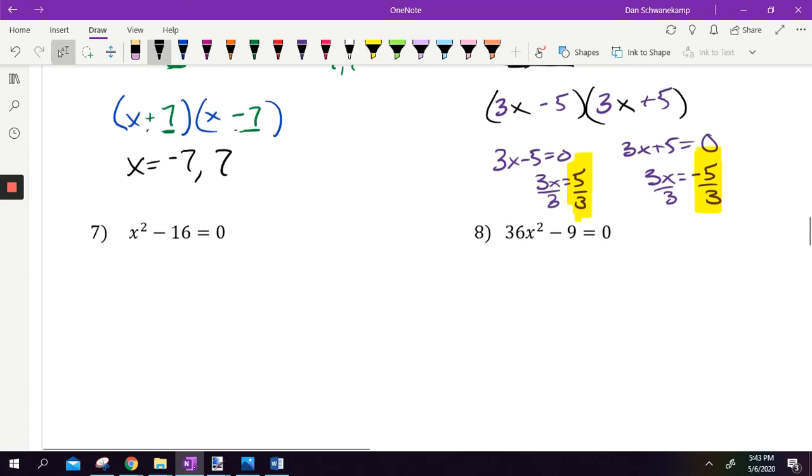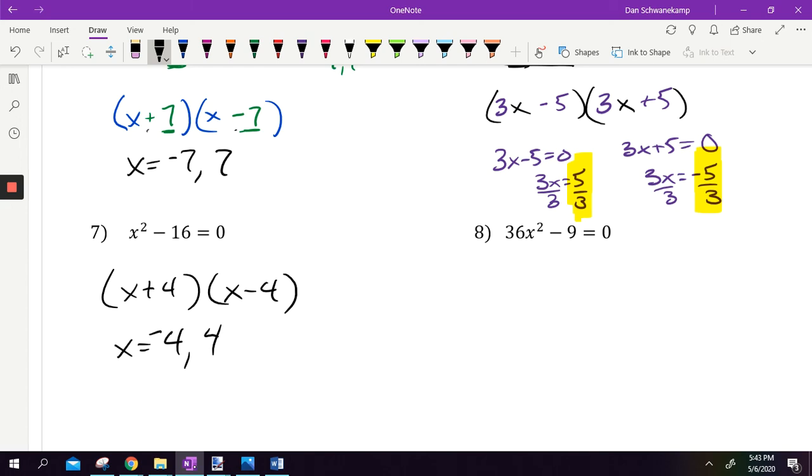Go fast here. This one, I can square root both, so I can go x plus 4 and x minus 4, because those two numbers multiply to get -16 and add to get me 0. What are my answers going to be? -4 and +4.